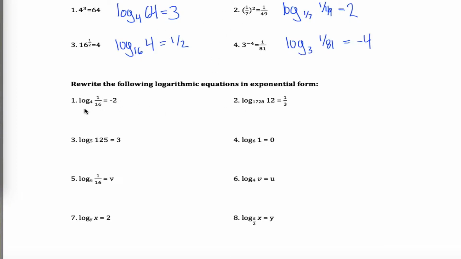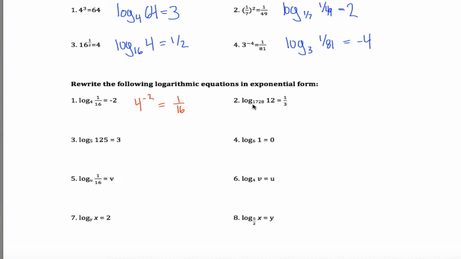Same idea here. If someone tells you that the log base 4 of 1/16 is equal to -2, in exponential form, that's just saying that 4 raised up to the -2 power is 1/16, which is true, which is 4 to the -2 power is the same as 1/4 squared. And 4 squared is 16. But these are both true statements. It's just different ways of writing it. This is in logarithmic form. This is in exponential form.